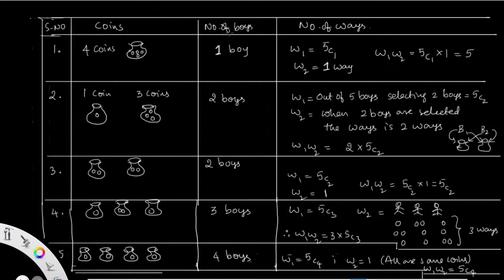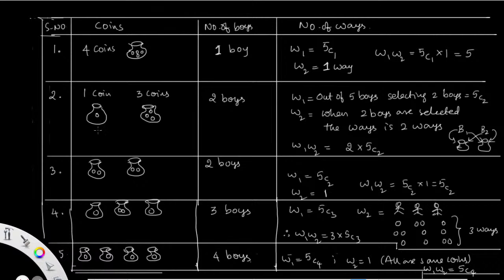First, I am selecting only one boy. That is the first choice: out of 5 boys, it can be given to one boy. Selecting one boy out of 5 can be done in 5C1 ways. Next is W2, the selection of the coins from the bag. How many ways can we select? Only one way, because all 4 coins are to be selected. This is the one way. Then 5C1 into 1, that is 5 ways.